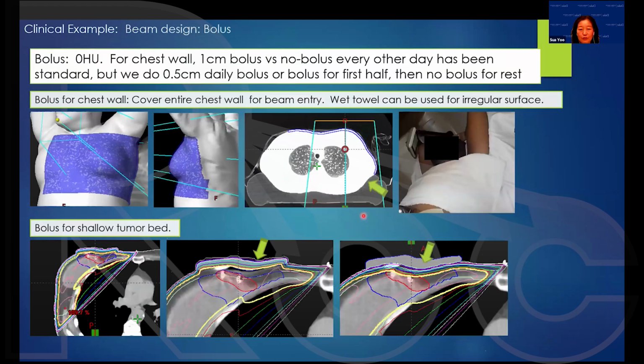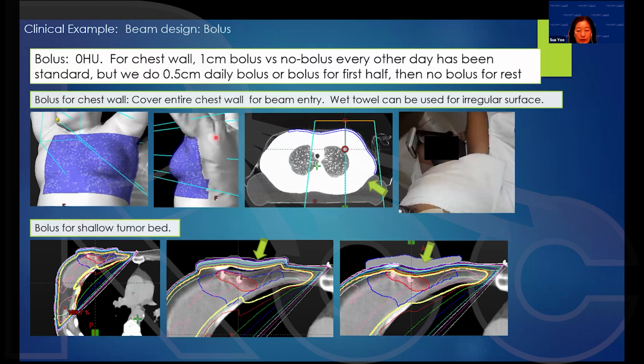Bolus thickness: here we use a flat bolus, 0 HU. For chest wall, 1 cm bolus could be used, or sometimes we alternate bolus and no bolus every other day, or half cm bolus daily, or half cm bolus every other day. It's per physician, they decide, but per institution, in our institution we use half cm bolus, half and half: bolus first all the way to the half, and then no bolus treatment.